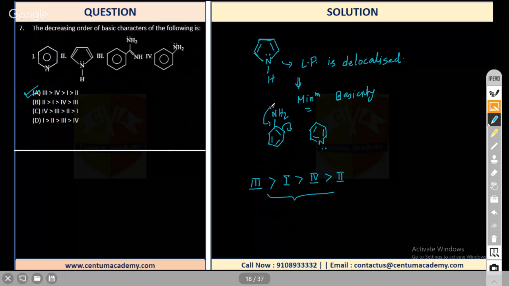Okay, here it is involved in resonance and this is not involved in resonance. Why is the third one maximum? Because we have two nitrogen atoms which can donate lone pair of electron. Second one is minimum because it is involved in resonance. Okay, we'll see the next question.